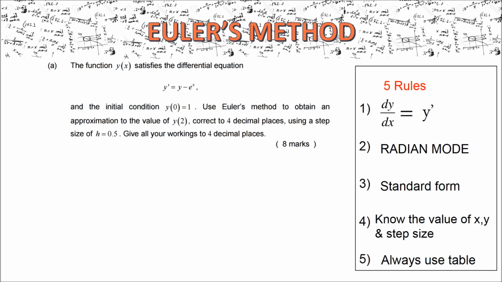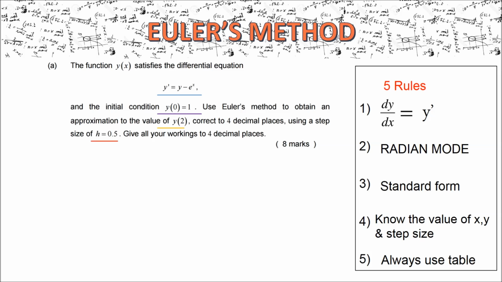This is the question I have given. The y prime is equal to y minus e to the power of x, where the initial condition is y0 equal to 1. Use Euler method to obtain a value of y2 and correct your working to 4 decimal places using a step size of h is equal to 0.5.